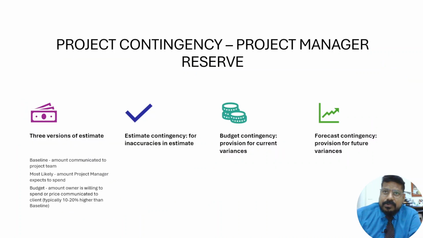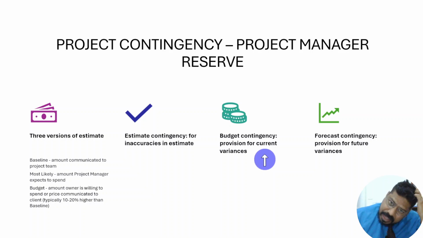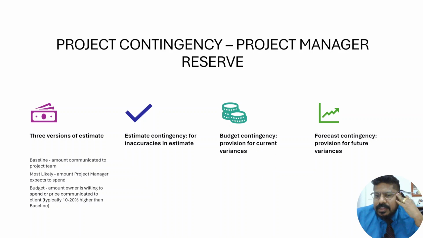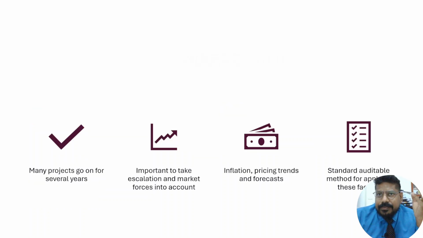Let's move forward. Project contingency, project management reserve. Three versions of estimate. Baseline amount communicated to project team, most likely. Budget amount owner is willing to spend, or price communicated to client. Estimate contingency for inaccuracies in estimate. Budget contingency provisions for current variances, and forecast contingency provision for future variances. So this needs to be taken care of in this way.